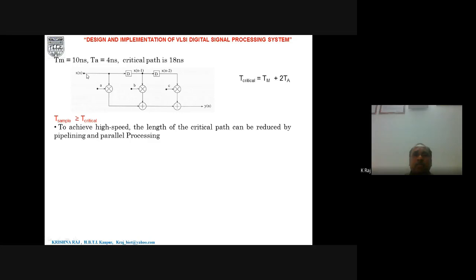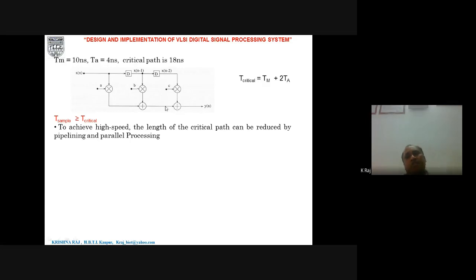Then if we are interested in getting the critical path of this circuit or of this algorithm, we will analyze the path between the input and output having no delay. So this is the first path. The next is the path between the input and the first delay, the energy storing devices. Then energy storing devices to energy storing devices, and energy storing devices to the output.